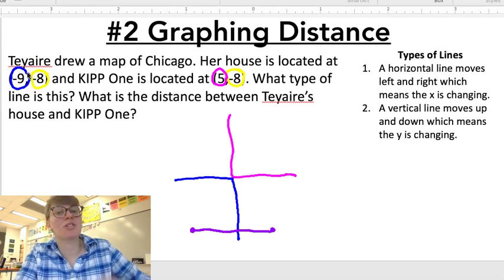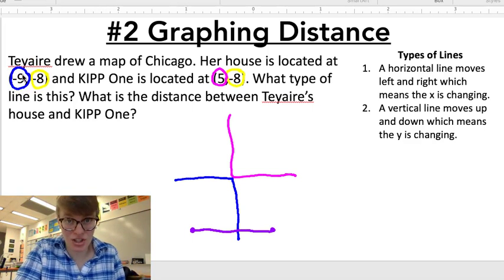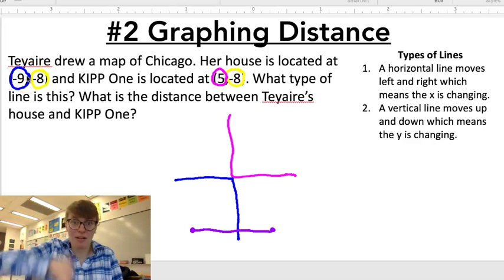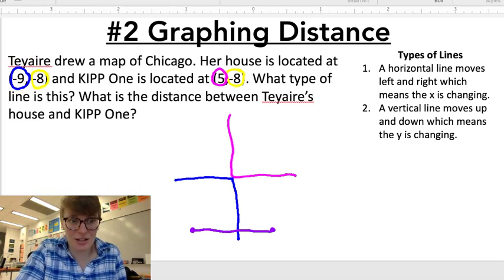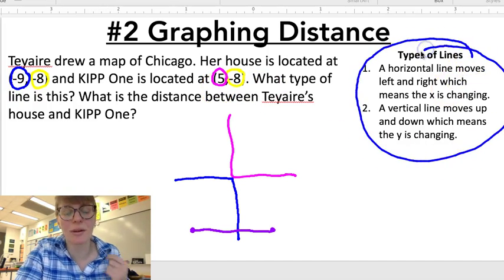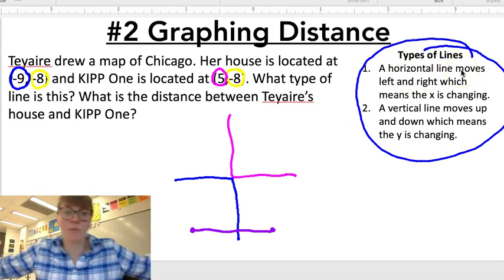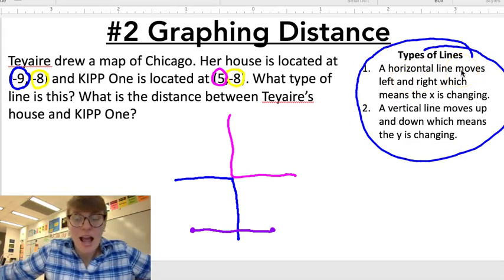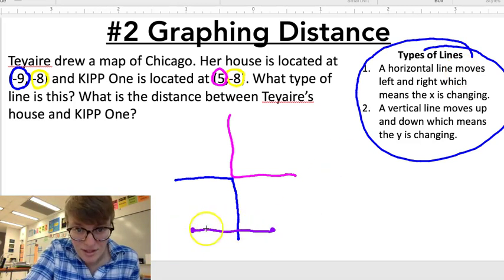What we need to remember, which is our most important key point: when our y is changing, that means we are moving vertically because we're going up and down. When we're changing our x, which is happening here from -9 to 5, that is going to be a horizontal line. These key points are critical. We need to make sure we put those in our brain. So a horizontal line moves left and right, which is happening with TRE's house and the school, and that means our x is changing. So this is a horizontal line.